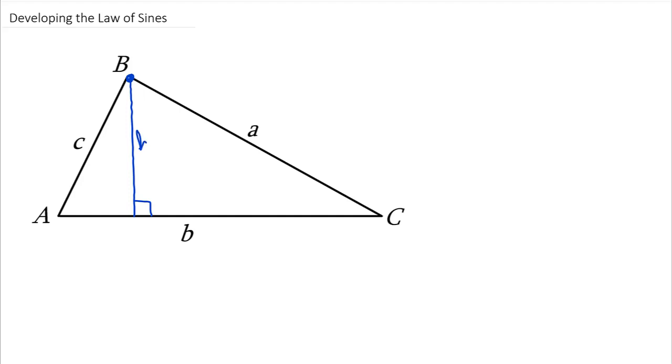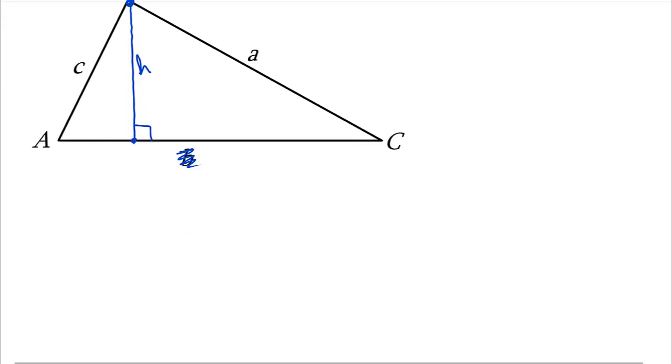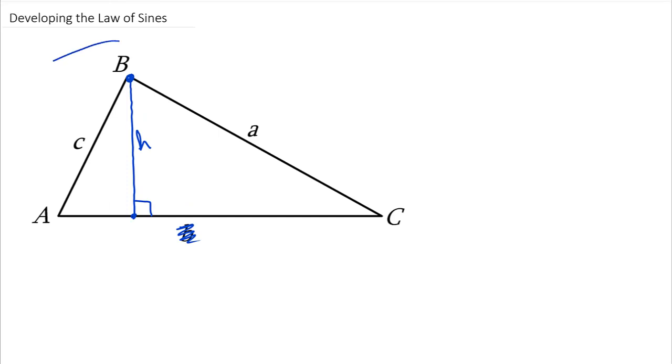So if we let the length of this altitude be h units, and this altitude splits this side into two unknown lengths, so the whole thing is b units, but we're not quite sure how it's split up, we can start thinking about different ways to represent the value of h. Let's take a look at the right triangle here on the left-hand side. For this triangle, we have an acute angle that has some measure, the measure of angle A, and we have the vertical leg length, when drawn in standard position, being h units, and we have the hypotenuse length of c units here.